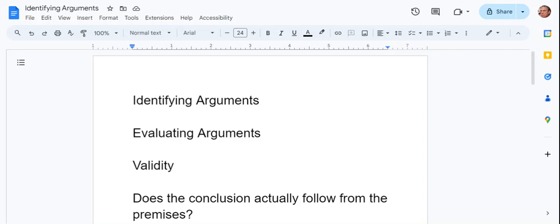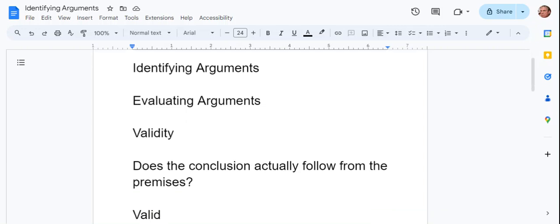So last week was really about identifying arguments, thinking about what arguments are, what their elements are, the difference between an argument and a non argument. This week we begin the process of evaluating arguments, criticizing them, saying whether they're good arguments or bad arguments. And one of the key terms in doing that, evaluating arguments, is validity.